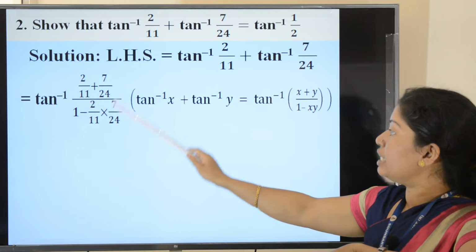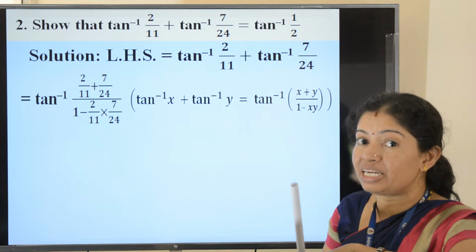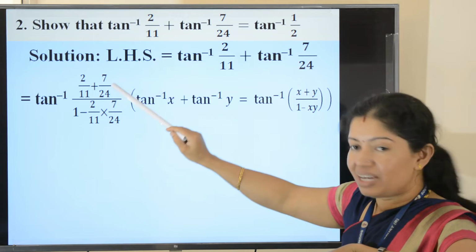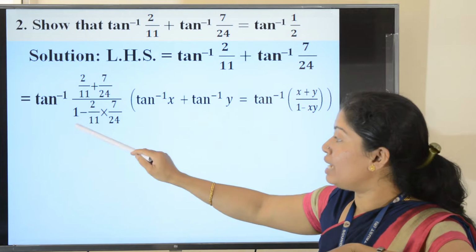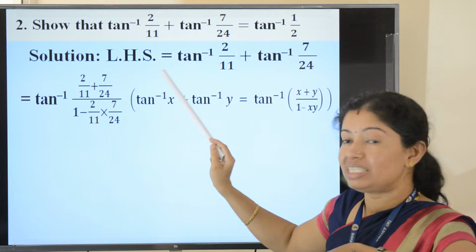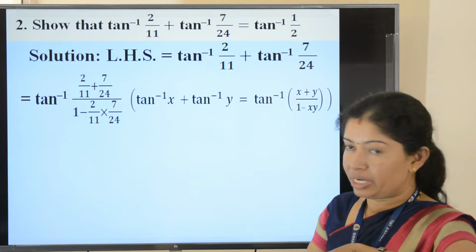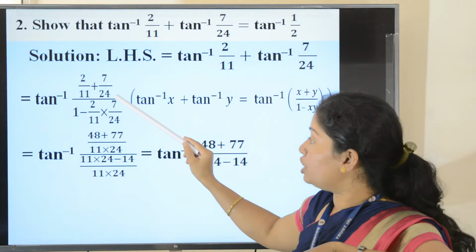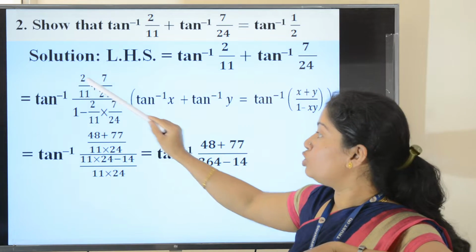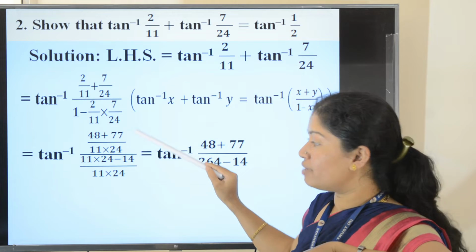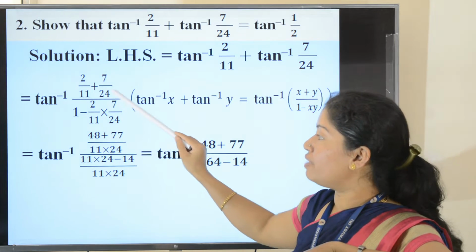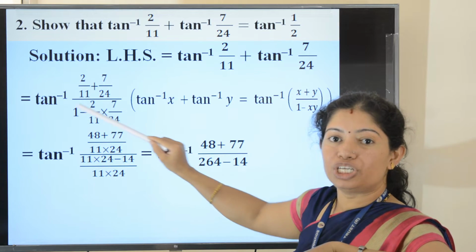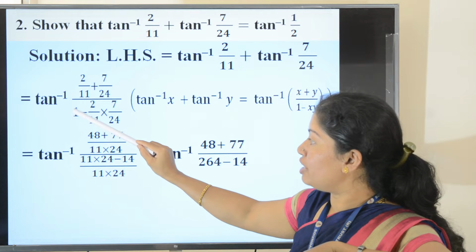If you use this property here, it will become tan inverse of, I told you in the numerator you need to add those two real values. So it will become 2 by 11 plus 7 by 24, entire thing divided by 1 minus x into y. So you need to multiply them, 2 by 11 into 7 by 24. Next you need to simplify. So that is equal to tan inverse of, again you need to take the LCM here. So let us cross multiply here, 2 into 24, 48, plus 11 into 7 is 77, entire thing divided by 11 into 24. Next again entire thing divided by, you have here 11 into 24, you need to multiply to this one. So it will become 11 into 24 here.